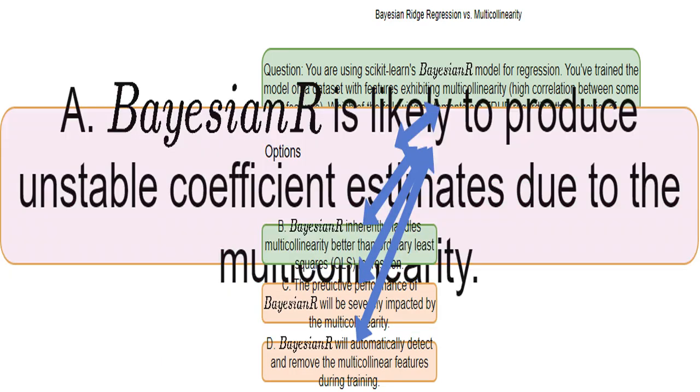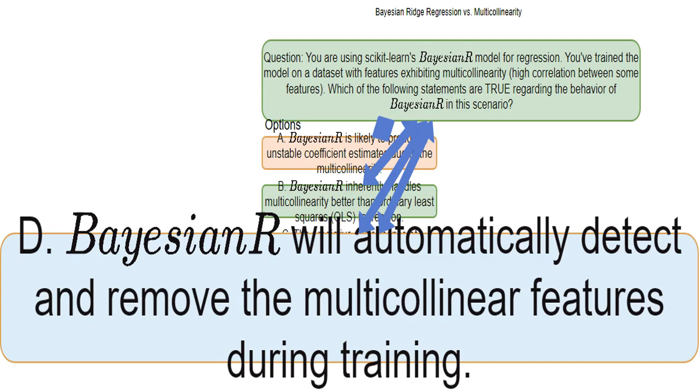This statement is incorrect. While extreme multicollinearity can impact the predictive performance of Bayesian ridge regression, it won't necessarily be severely impacted. It's much more robust than OLS. The impact will be less than you'd see in OLS. This statement is incorrect. Bayesian ridge regression doesn't automatically detect and remove correlated features. It addresses multicollinearity through regularization, shrinking the coefficient estimates, not through feature selection.